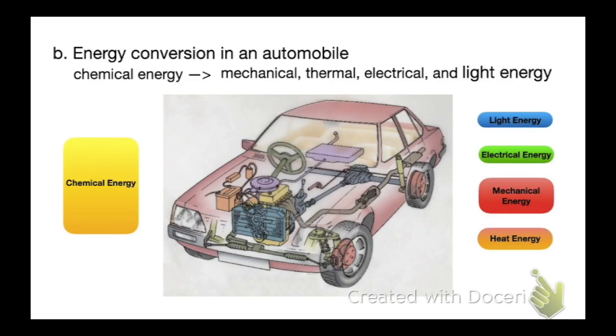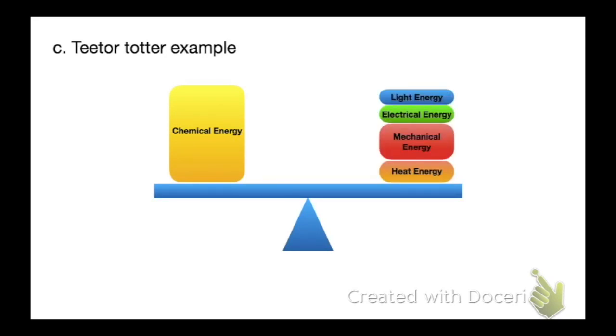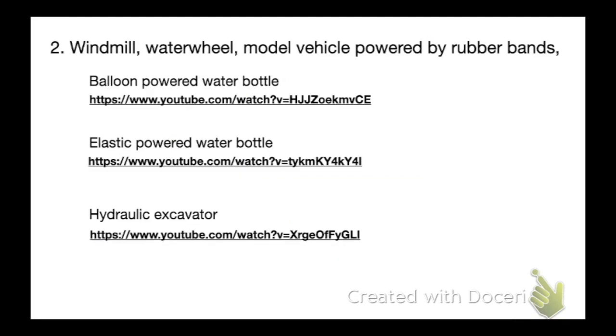Now, the law of conservation is you can't create energy and you can't destroy it. You can convert it. We converted from chemical into those other four, and it's balanced. The amount of chemical energy equals the amount of light, electrical, mechanical, and heat energy. There is loss of energy in there too, but that would all be factored in. The point is that we can't create it and we can't destroy it. The energy we start with is the energy we end up with, just in a different form.